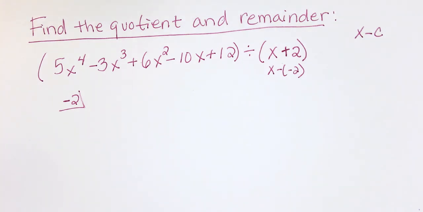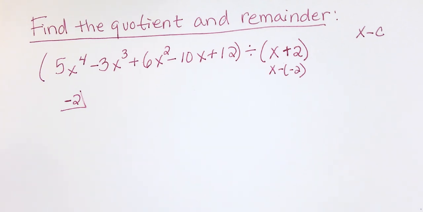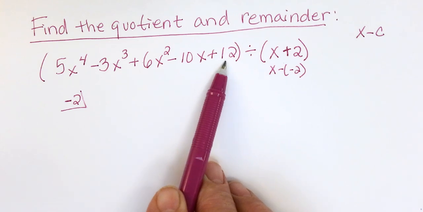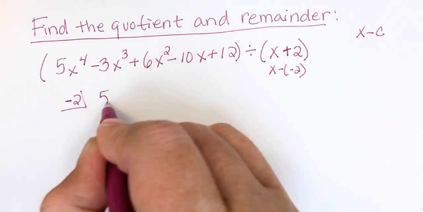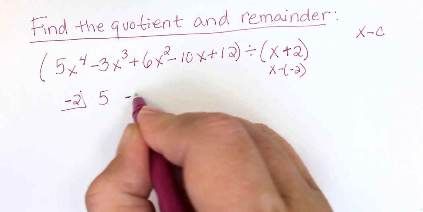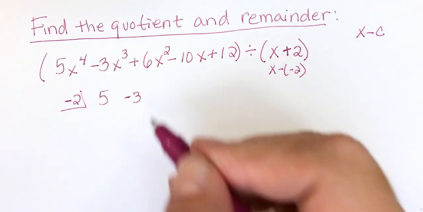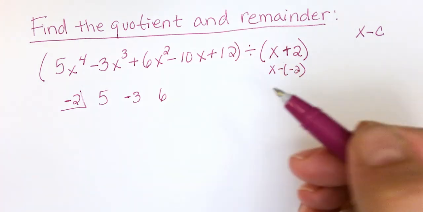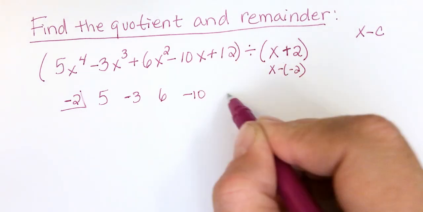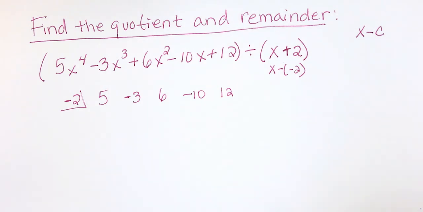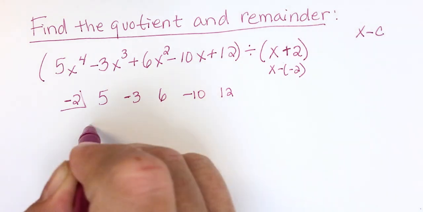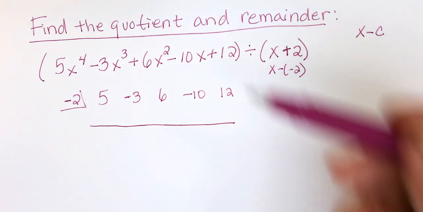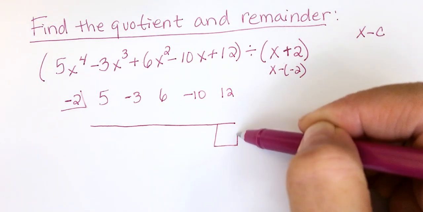Now, we don't want to deal with the variables. We just want to look at the numbers so we can calculate things more quickly. And the numbers we're considering are the coefficients of the variables. So looking at this polynomial, the coefficients are 5, negative 3, we're just listing these out, leaving a little space, 6, negative 10, and 12. We're going to skip a little space and draw a line. And below this last number, I'm going to put a box, and we'll talk about what that is in a minute.